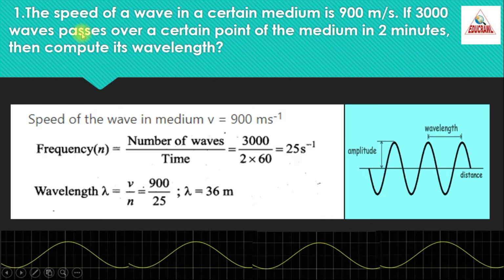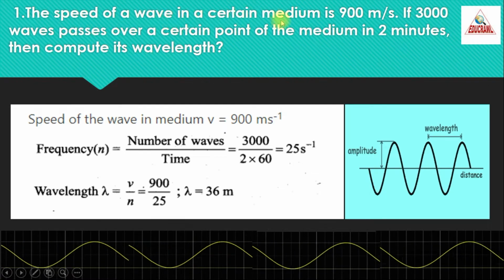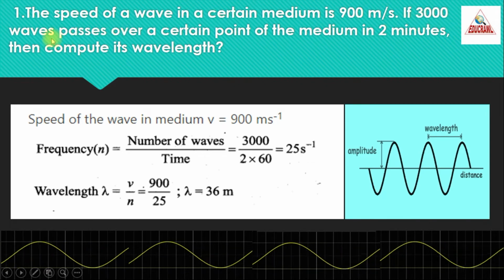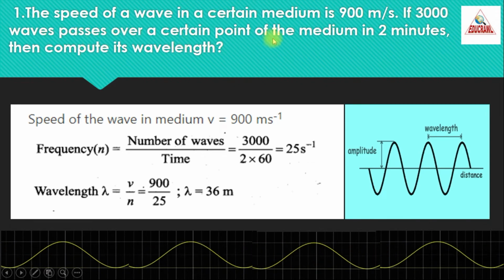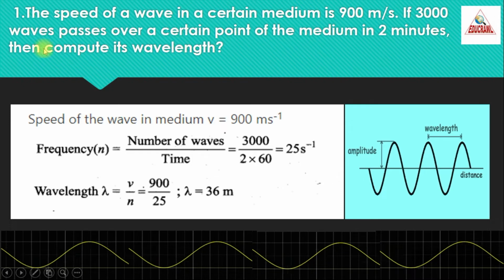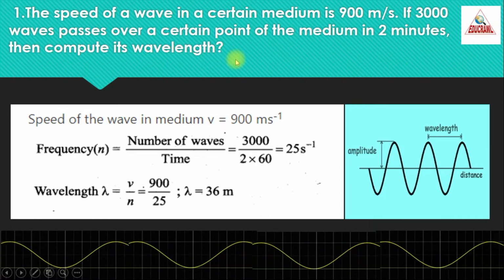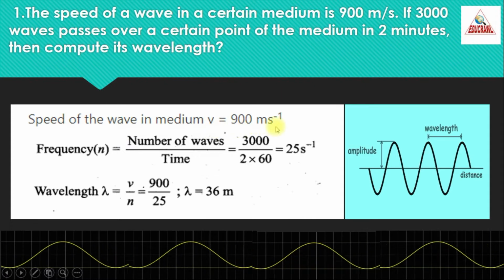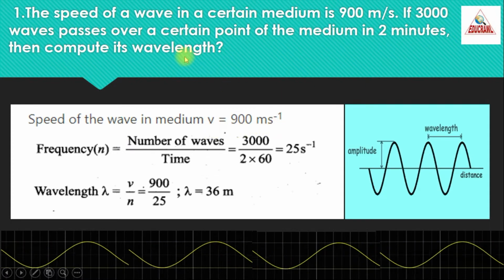The first problem: the speed of a wave in a certain medium is 900 meter per second. If 3000 waves pass over a certain point of the medium in 2 minutes, then compute its wavelength. So the given data is speed, 900 meter per second. We are supposed to find the wavelength.